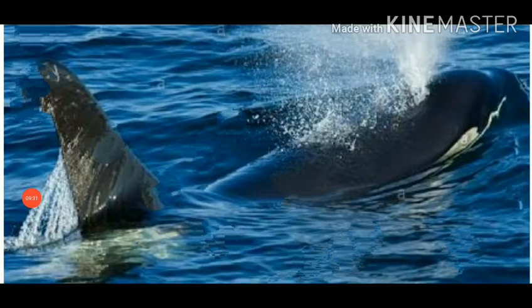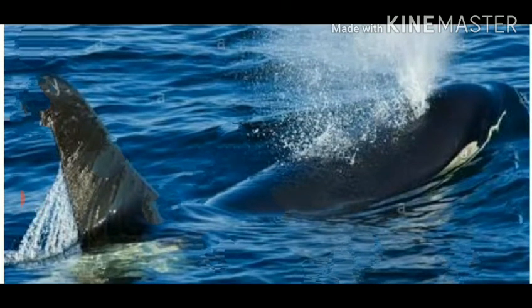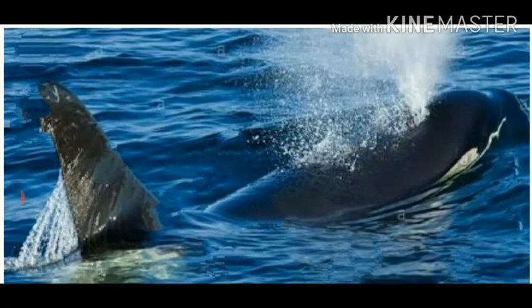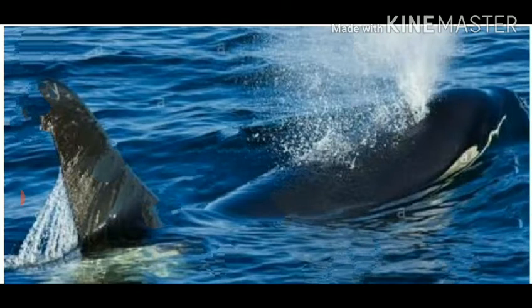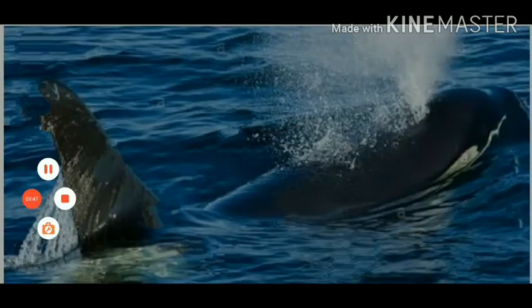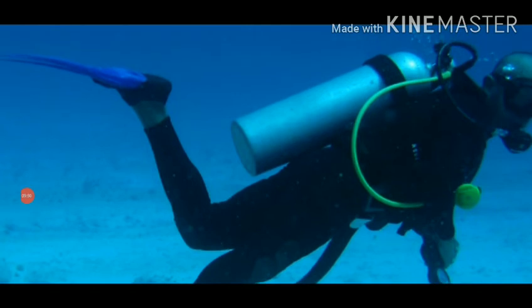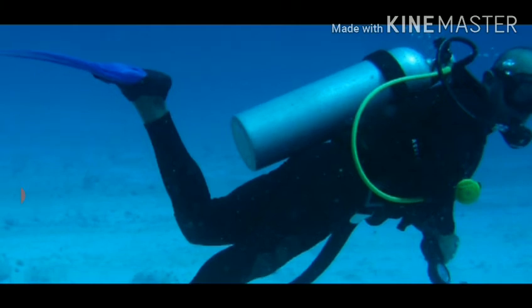Dolphins and whales come to the surface of sea water from time to time to breathe in air. Sometimes they also release a fountain of water that moves upward like a spray. The human cannot survive underwater as they do not possess any gills to make use of oxygen dissolved in water. Hence, we have to take oxygen cylinders to breathe underwater.